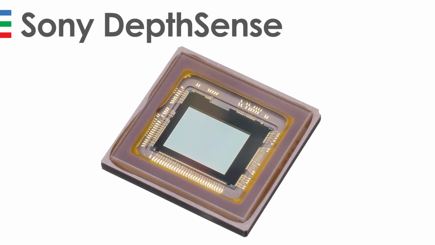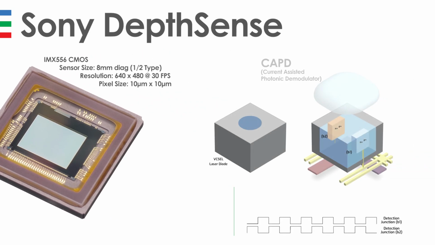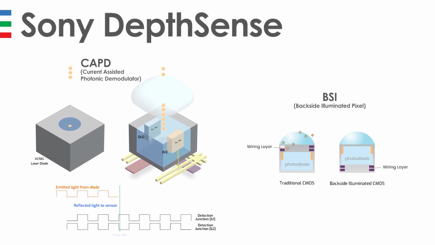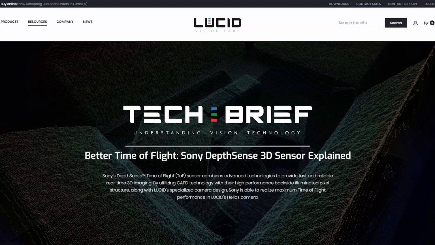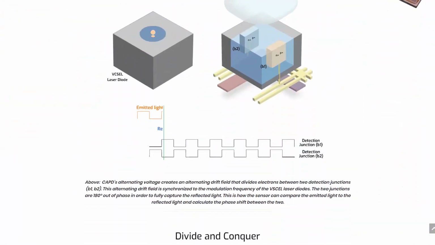Now, there have been ToF sensors on the market for some time, but the latest to come out is Sony's IMX556 DepthSense sensor. The sensor offers VGA resolution at 30 frames per second, along with excellent 3D imaging performance, thanks to its current-assisted photonic demodulator technology, combined with their backside illuminated pixel technology. This results in high quantum efficiency and high demodulation contrast, both of which are needed to help produce high accuracy and precision in a 3D point cloud. For those looking for more in-depth information about how Sony's DepthSense sensor works, we have a free tech brief on our website, so be sure to check it out.